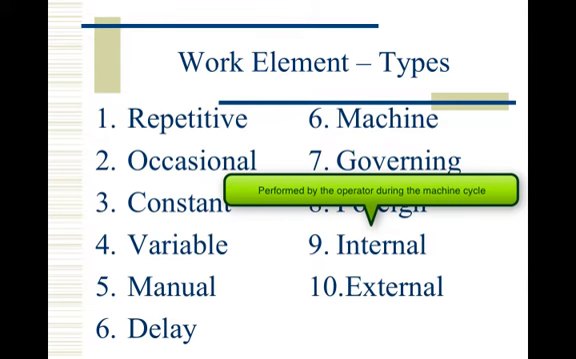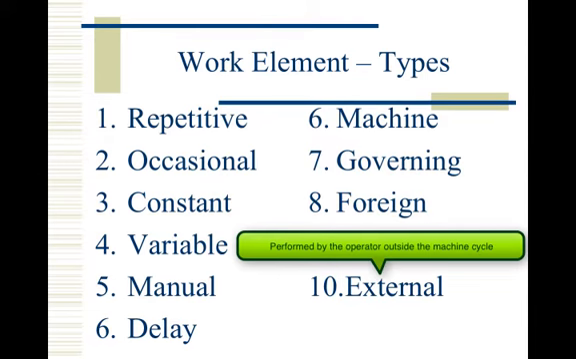An internal element is performed by the operator during the machine cycle time and doesn't factor into the overall cycle time, whereas an external element is performed outside the machine cycle time and does affect overall cycle time.